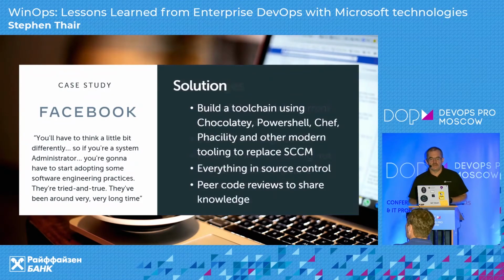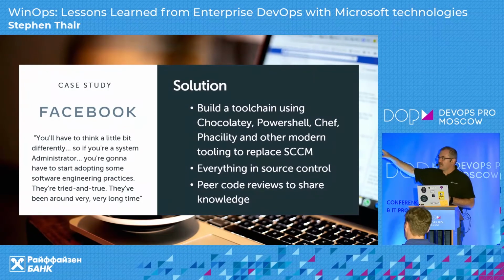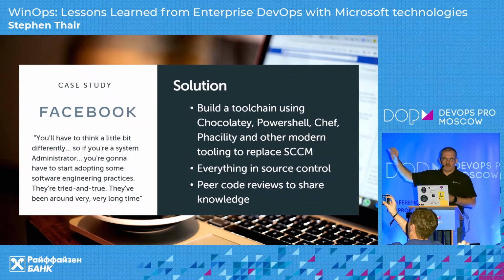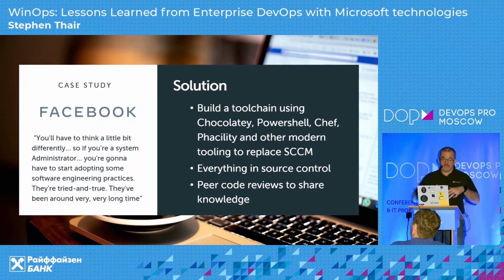So they built a tool chain: Chocolatey, with the package manager, PowerShell for gluing stuff together, Chef for their core configuration management, and Facility. I can't quite remember what Facility does, but I think again it was related to the configuration management. So they basically ripped out that GUI-based tool and replaced it all with modern tools that they can check everything into source control.